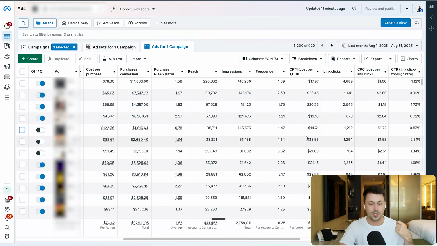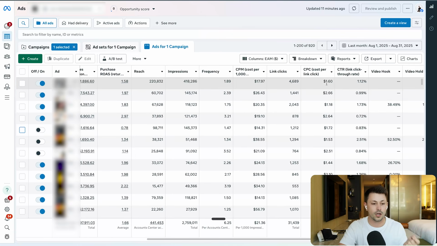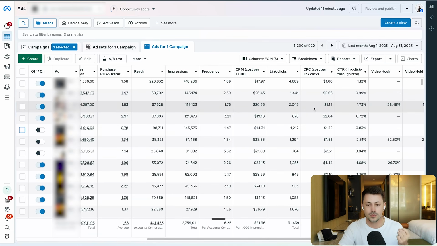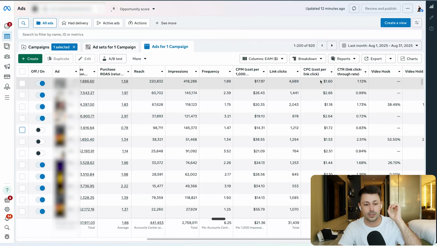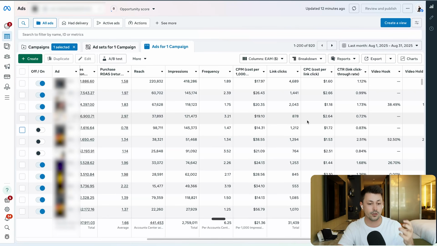And another thing that's super important to look at as well is cost per click. A lot of the times we will see Meta favor top of funnel ads that get a very good cost per click. And then on the inverse, you're going to see your high ROAS, high conversion ads usually have a higher cost per click, right? This retargeting ad has a 2.97 ROAS, but a $2.64 cost per click.